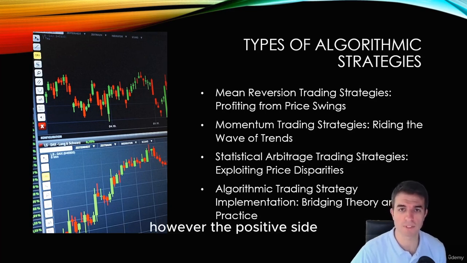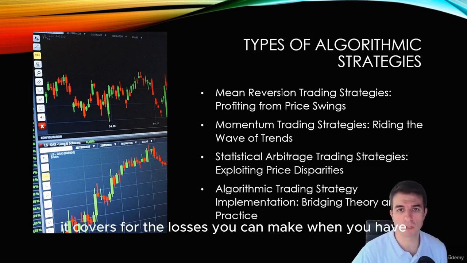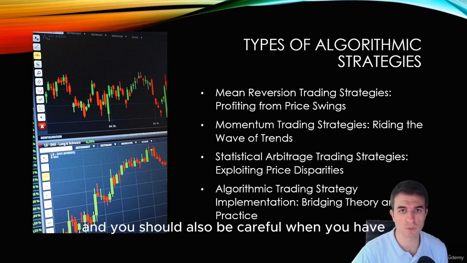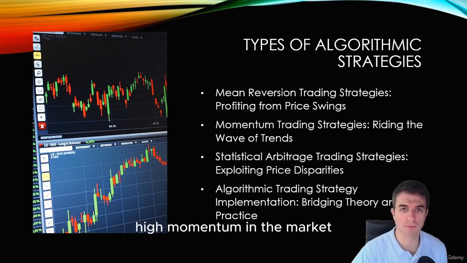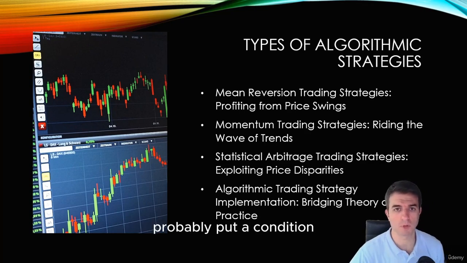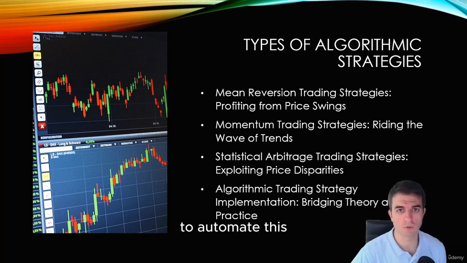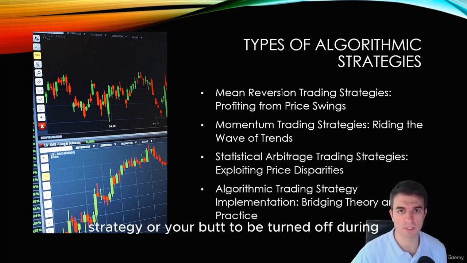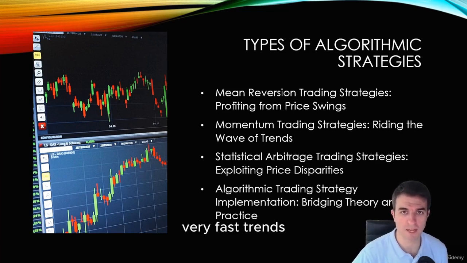However, on the positive side, when the market is ranging, it covers for the losses you can make when you have long-term trends. And you should also be careful when you have high momentum in the market. You have to turn your strategy off, or probably put a condition to automate this, for your bot to be turned off during very fast trends.